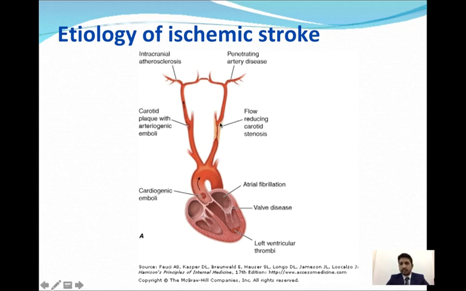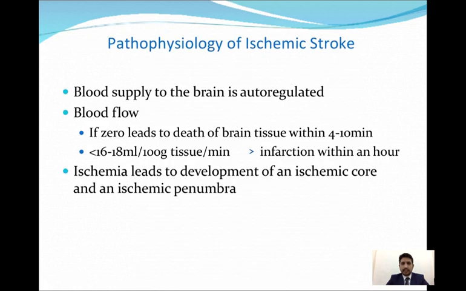So, pathophysiology of ischemic stroke. What happens is that when either thrombus or emboli blocks a blood vessel, then the blood supply to that part of the brain is disrupted. So this leads to ischemia. When ischemia develops, it depends upon how much is the blockage. If there is no blood flow, the brain tissue can die within 4 to 10 minutes. And if it is less than 16 to 18 milliliters per 100 grams of tissue per minute, then infarction can occur within an hour.